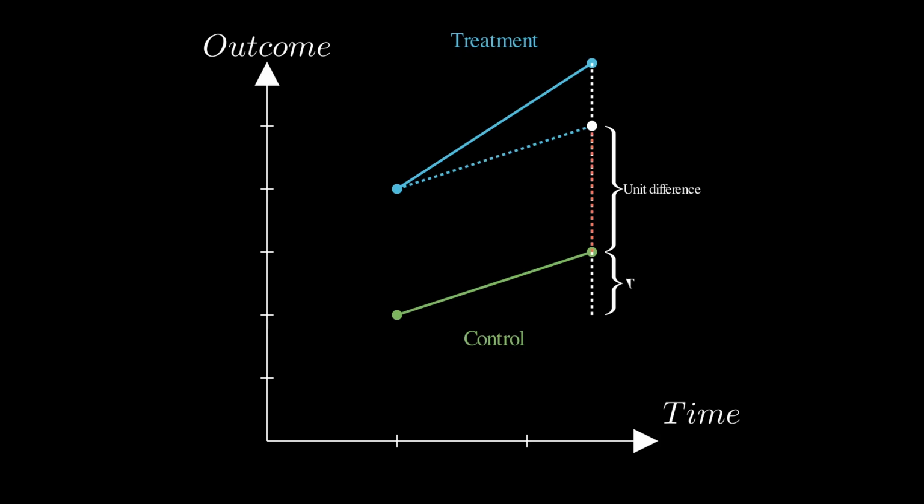We thus account for both the pre-existing differences between the two units and the time trend. The part that's left over, the difference between our observed point and its counterfactual, is our treatment effect.